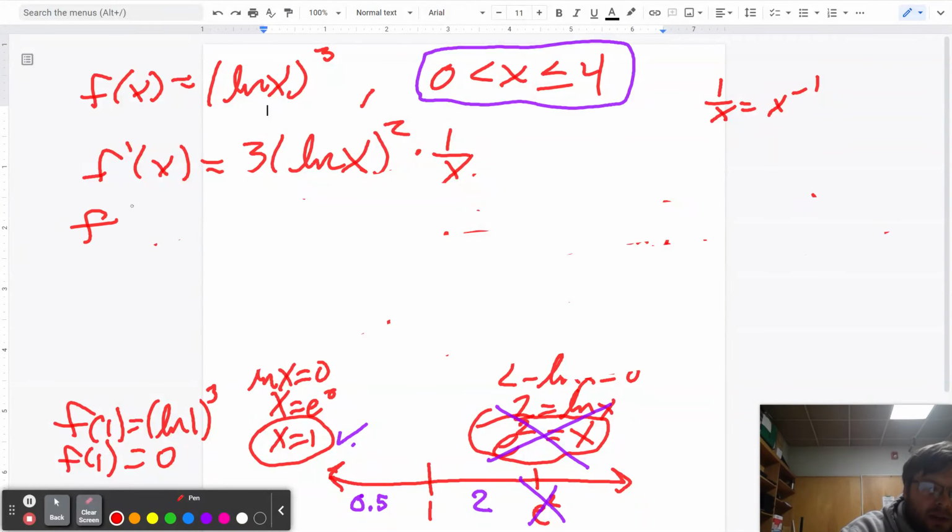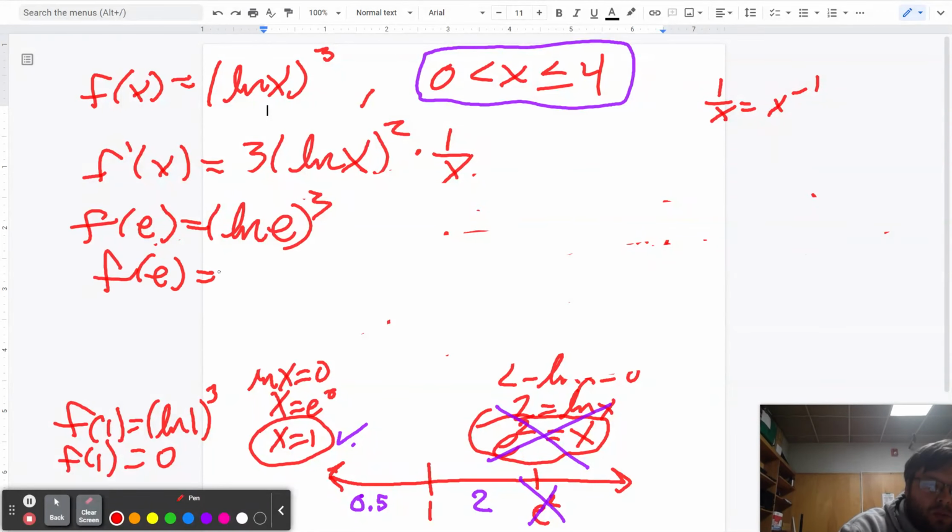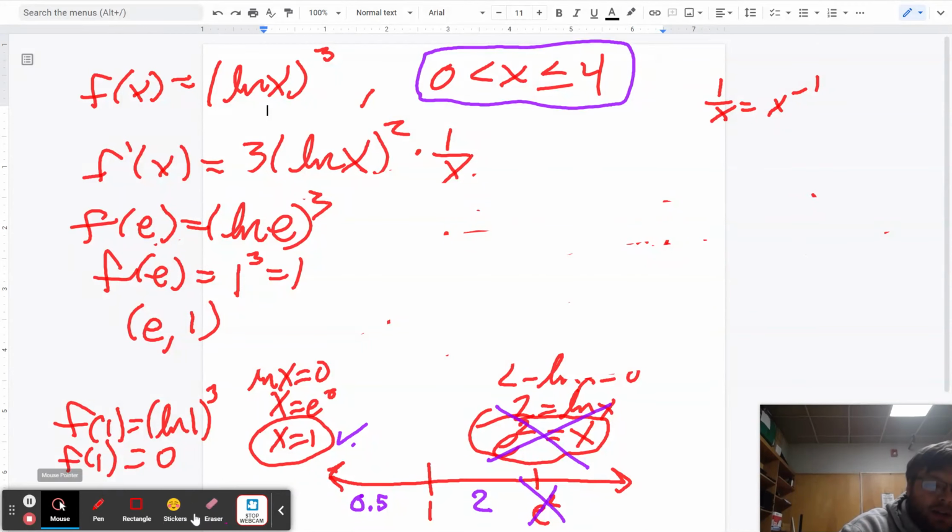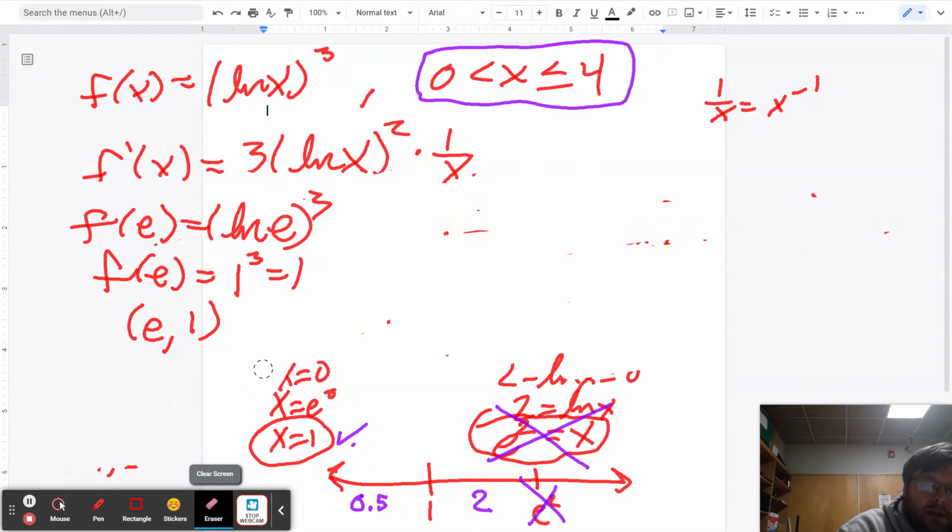what I'll need to know is what happens when I plug e into the original function, natural log of e cubed. So that's going to be 1 to the third power, which is 1. So I know I've got e comma 1 as the coordinates on my original function.